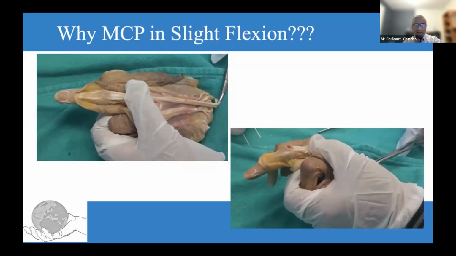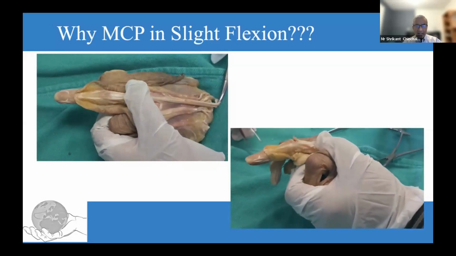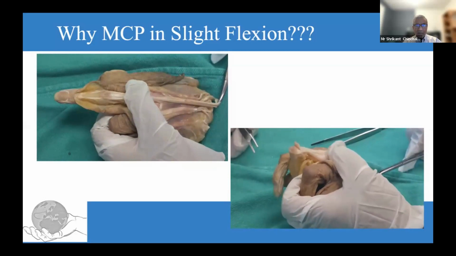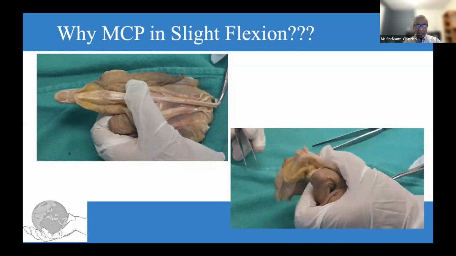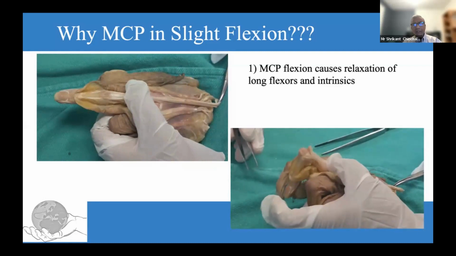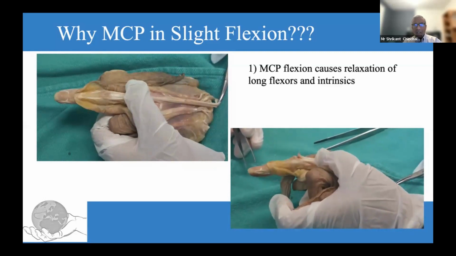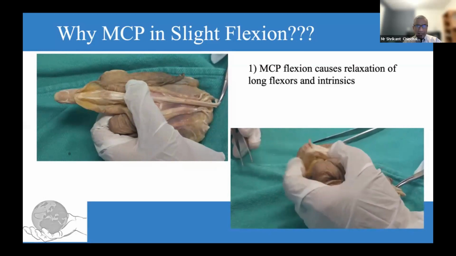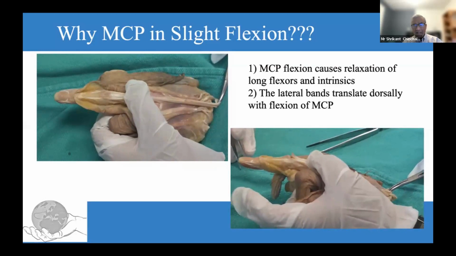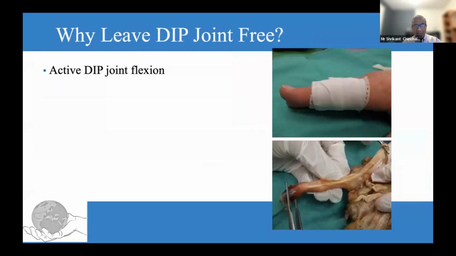As you see, when the central slip is dissected out, you can see that the lateral bands, by placing the MCP joint in flexion, will translate dorsally at the axis of rotation. So 1, MCP joint in flexion causes relaxation of long flexors and intrinsics. 2, the lateral bands translate dorsally with the flexion of the MCP joint. And of course, this gives me a clearer idea as to how much extensor lag we have at the PIP joint.